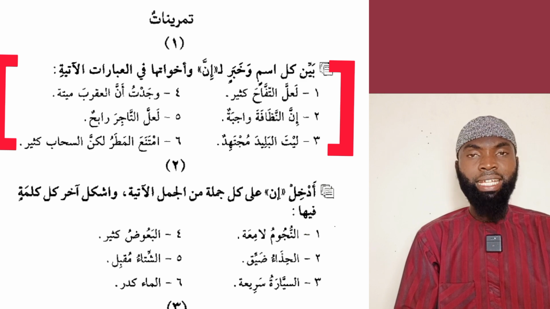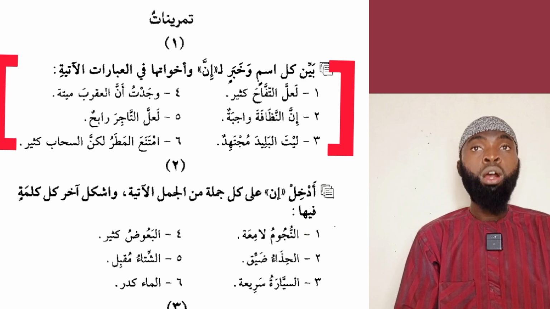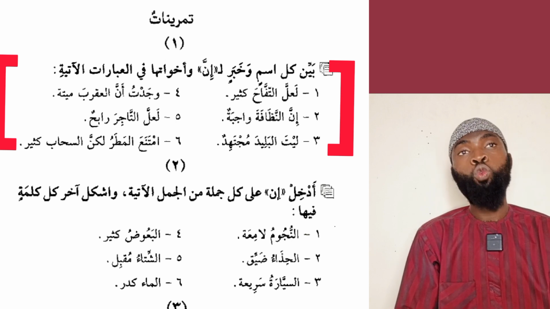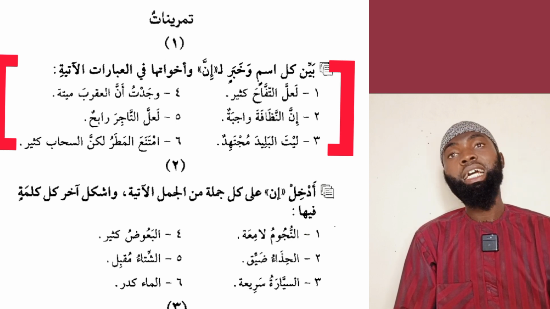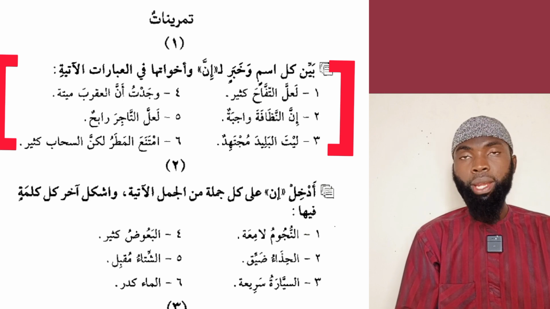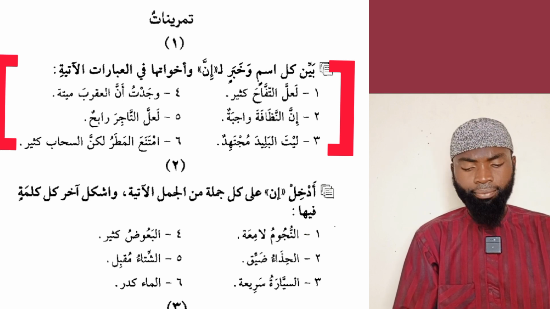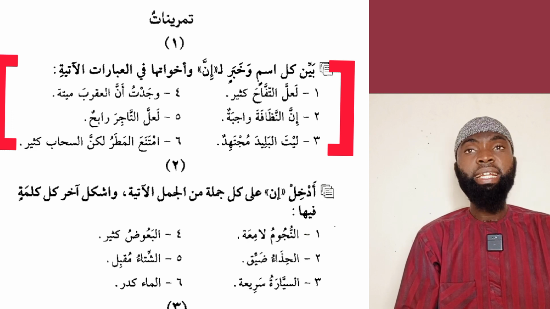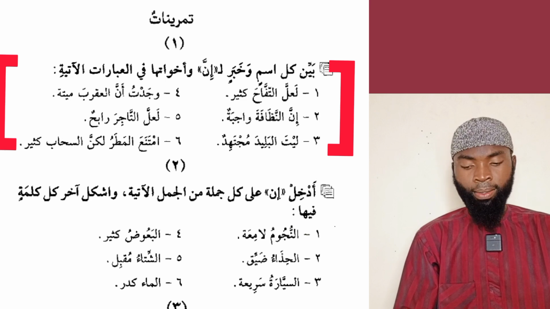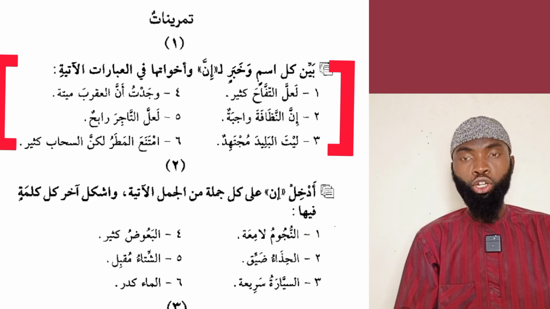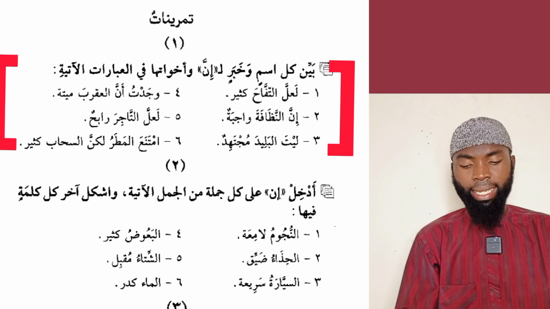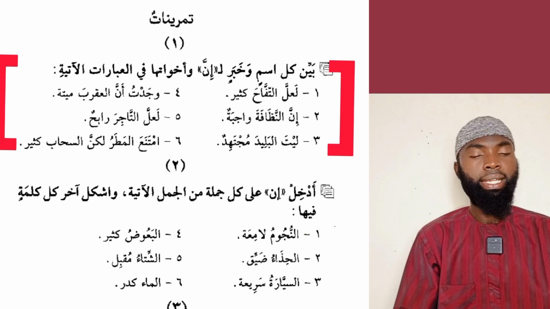Number 5, we have la'alla at-tajira rabihun. Hopefully, the trader, the merchant, will be gainful, will make success in his business. So at-tajira is the ismu la'alla, and rabihun is the khabaru la'alla. Lastly, we have imtana al-mataru lakinna as-sahaba kathirun. The rain ceased, but the cloud is much. So we say, as-sahaba is the ismu lakinna, and kathirun is the khabaru lakinna.